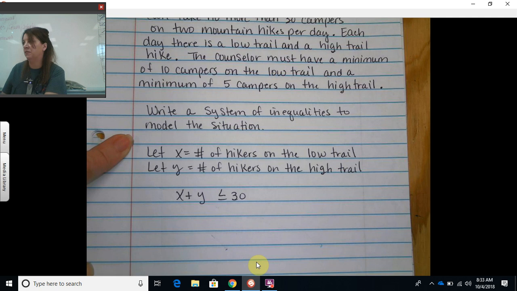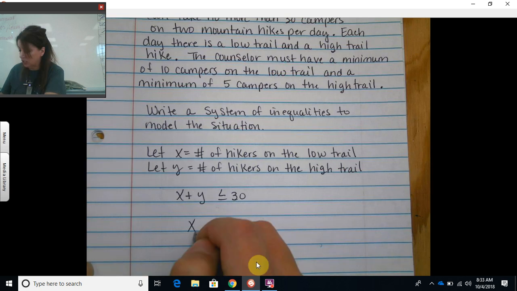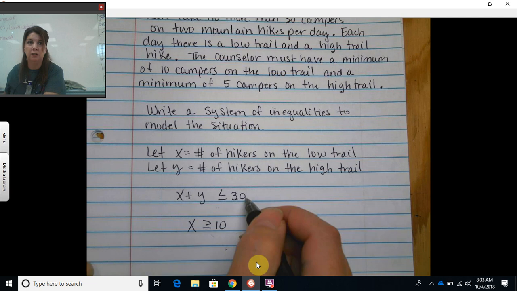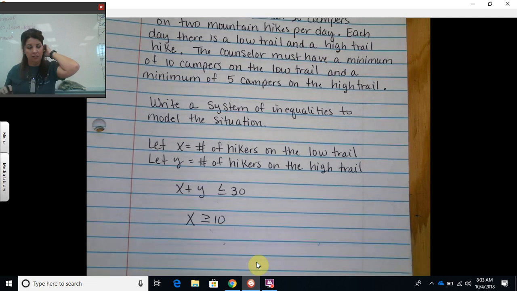Greater than or equal to, because it's a minimum of 10. So 10 is the lowest, right? So your number of hikers on the low trail has to be greater than or equal to 10. We know it can't be more than 30. But remember, we're writing these all out separately. And a minimum of 5 campers on the high trail.